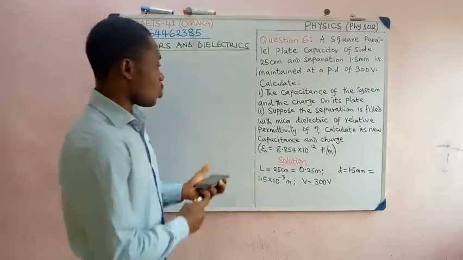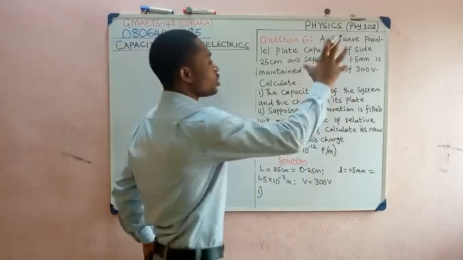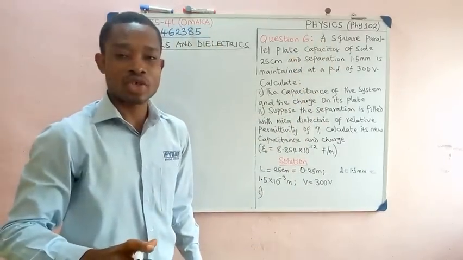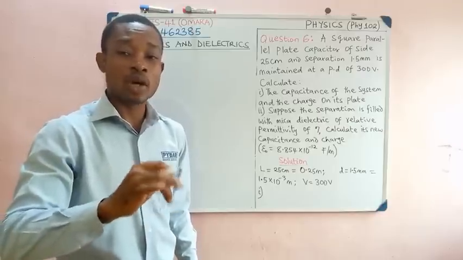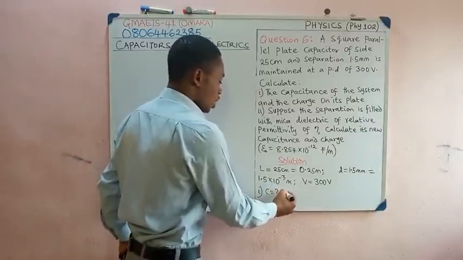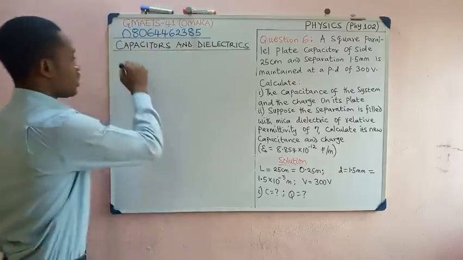So to get our capacitance under this condition, in the first case, of course, you know there is no dielectric medium mentioned in the first case of the question, and so it means we're going to take it as what? Vacuum. So we are looking for capacitance, we don't know. We are also to get a charge, in that case we don't know. First of all, let's seek for the capacitance.